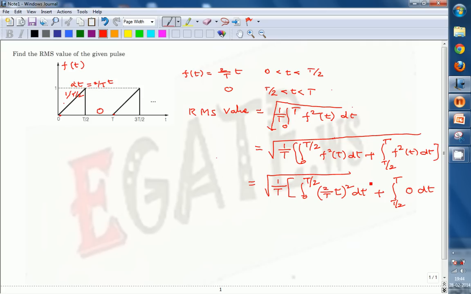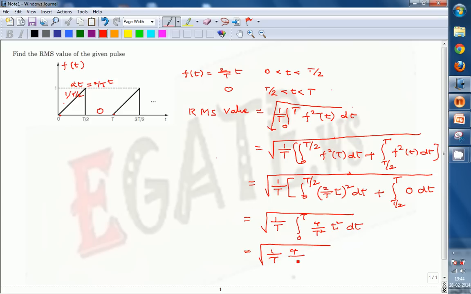is 0 dt. And here by simplifying this one, this is 1 by T integral 0 to T by 2, this becomes 4 by T square into small t square dt. And finally this is 1 by T, 4 by T square taken out of the integration, and taking the integration of t square, this is t cube by 3 over the limits 0 to T by 2. So this is equal to square root of 1 by T into 4 by T square into T cube by 8 into 1 by 3.